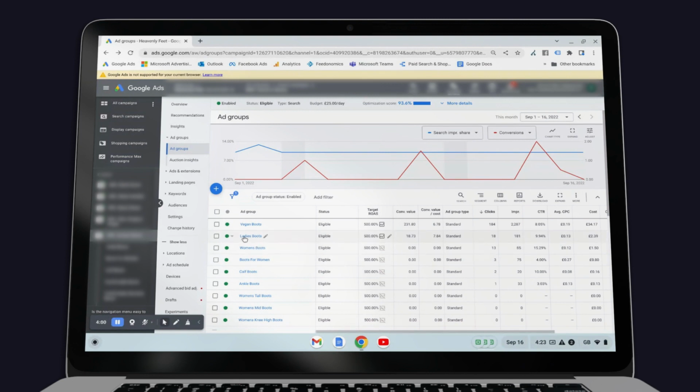The next area to focus on in the importance of a good account structure links very much in terms of how you can influence and make sure that the quality score you're using within your account and campaigns are of a high quality.